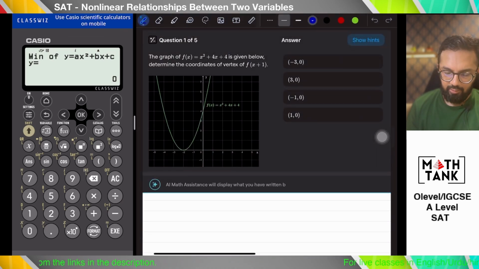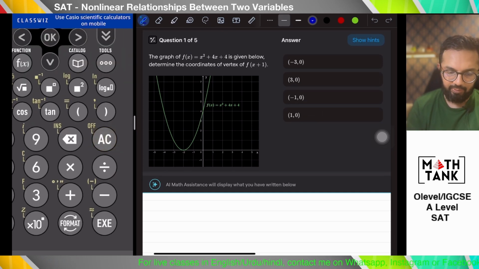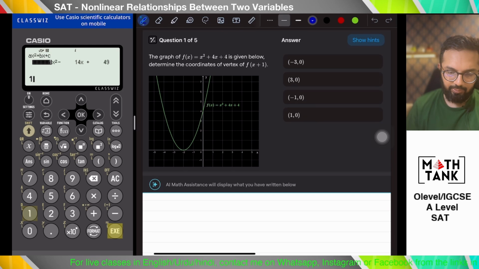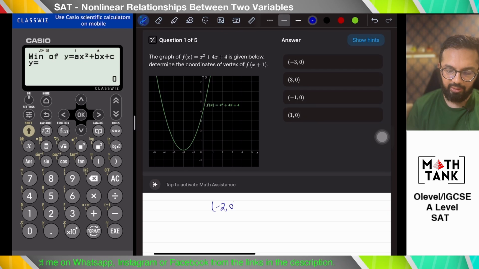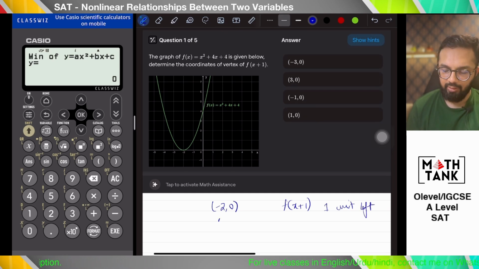Determine the coordinates of the vertex of f of x plus 1. So the coordinates of the vertex of this one first would be important. So let's do that. The coordinates of the vertex right now are minus 2 comma 0. F of x plus 1 means a 1 unit shift to the left. So that would become minus 3, 0.